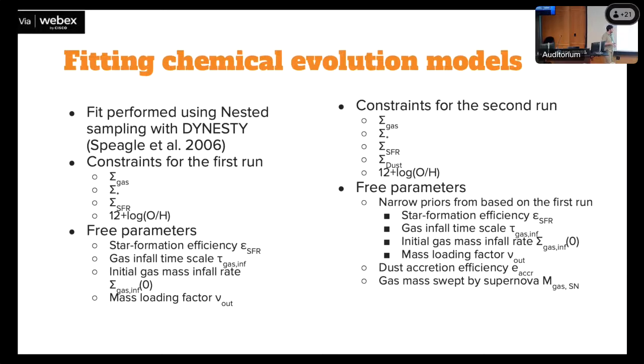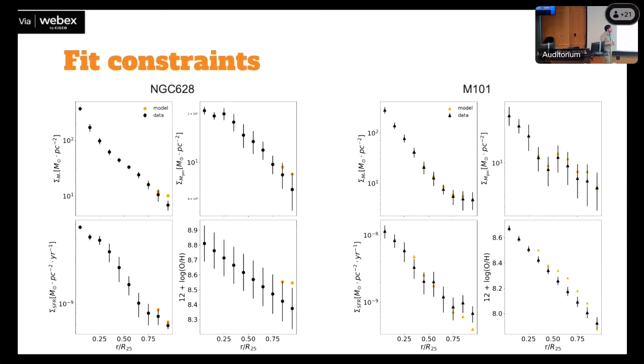So for now, I'm going to focus on the results that I have for the stellar buildup, where I vary 4 parameters: the star formation efficiency, the gas accretion timescale, so how much time is needed for gas to accrete on the system, the initial gas mass, just a simple scalar to scale how much gas enters the system, and also the mass loading factor, how much gas exits a system per supernova event. So these are then the results where I use the stellar mass surface density, gas mass surface density, the star formation rate surface density, and the oxygen abundances as my constraints.